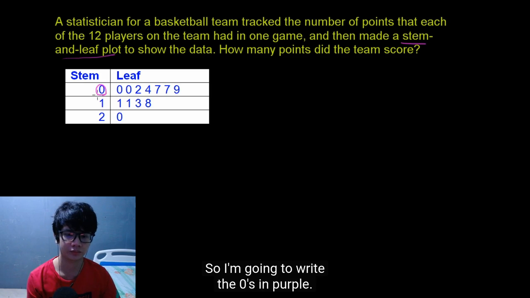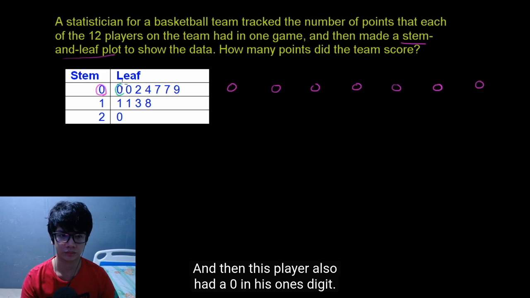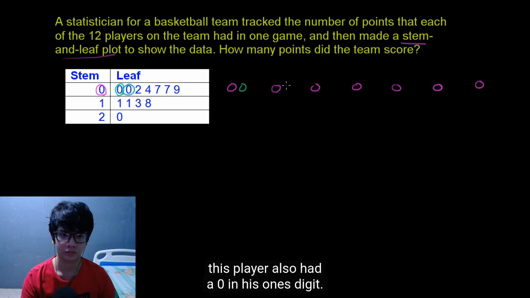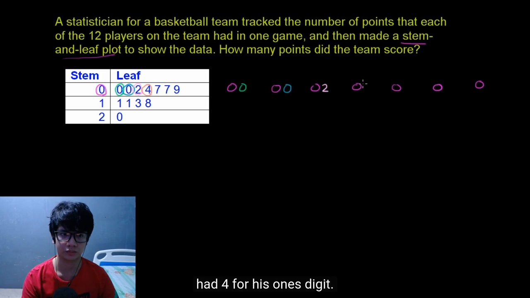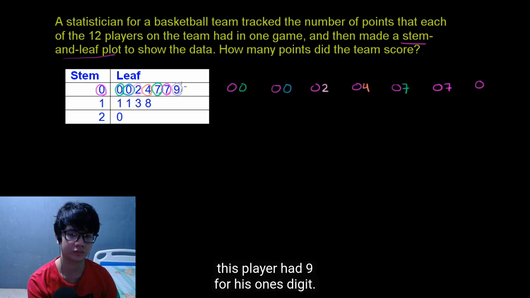I'm going to write the zeros in purple. There's, let's see, 1, 2, 3, 4, 5, 6, 7 players who had 0 as the first digit. So 1, 2, 3, 4, 5, 6, 7. I wrote 7 zeros, and then this player also had a 0 in his ones digit. This player also had a 0 in his ones digit. This player had a 2 in his ones digit, so he scored a total of 2 points. This player, let me do orange, had 4 for his ones digit. This player had 7, and this player also had 7. I'm almost using all the colors. This player had 9 for his ones digit.